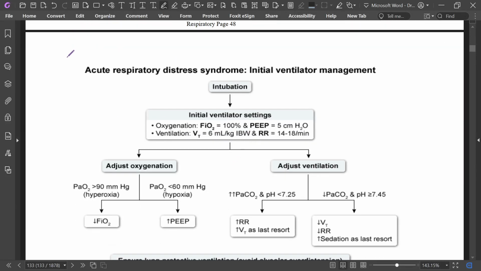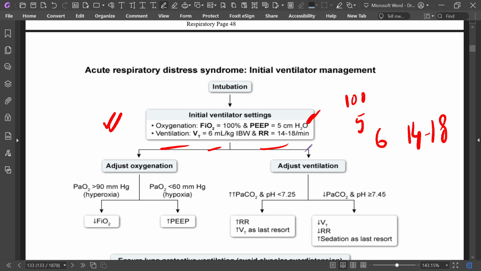This is a very important box, ARDS. If you diagnose a case of ARDS, then we ventilate the patient. Mechanical ventilation, intubation is a must. Initial ventilator settings: PEEP is 5 centimeters, FiO2 is 100%, tidal volume is 6 ml per kg of body weight, and respiratory rate 14 to 30 per minute.